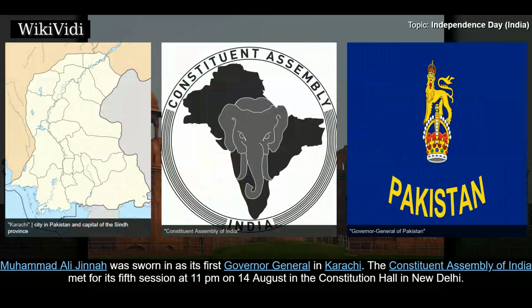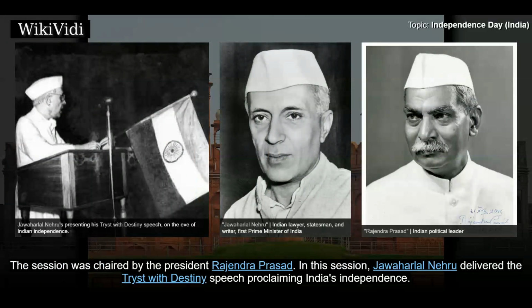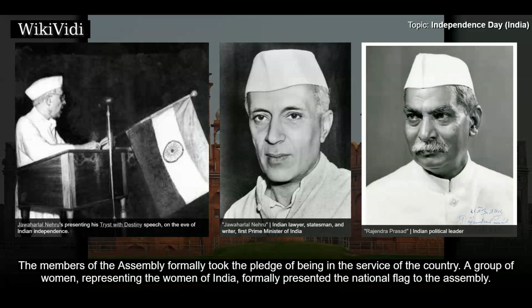On the 14th of August in the Constitution Hall in New Delhi, the session was chaired by the President Rajendra Prasad. In this session, Jawaharlal Nehru delivered the Tryst with Destiny speech proclaiming India's independence. The members of the Assembly formally took the pledge of being in the service of the country. A group of women, representing the women of India, formally presented the national flag to the Assembly.